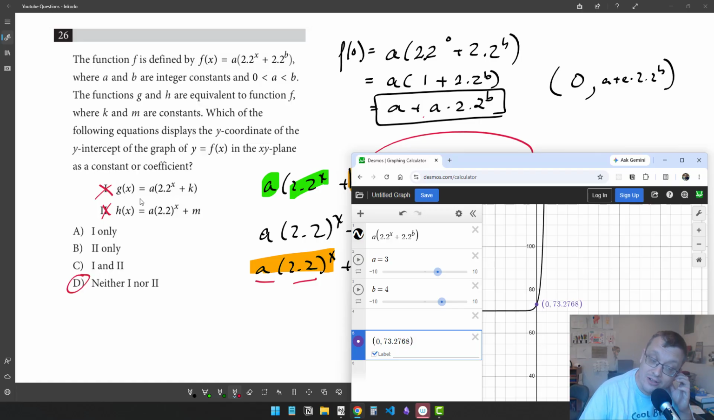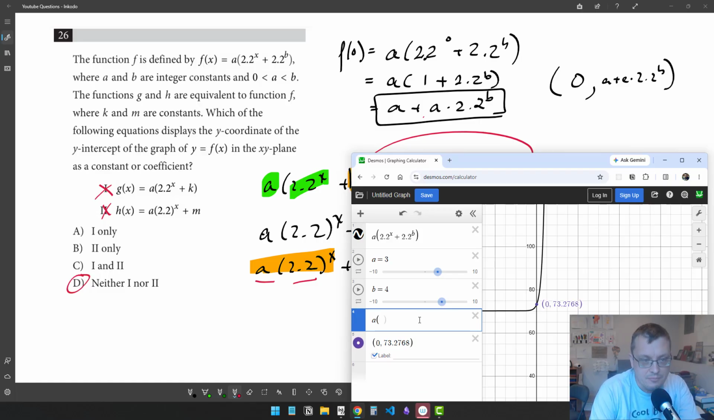So when we analyze functions g and h, we need to see this number, 73.2768, in the equation somewhere, right? It's got to be either A, we know it's not the 2.2, or M or K. So let's begin with Roman numeral 1. So we're going to do A times, oh, we know A, A times 2.2 to the x plus this value K.